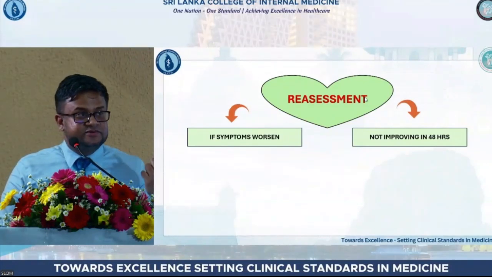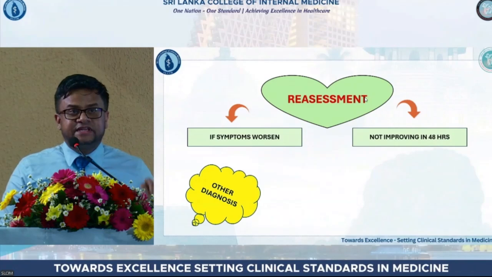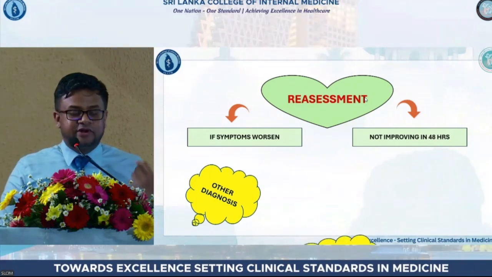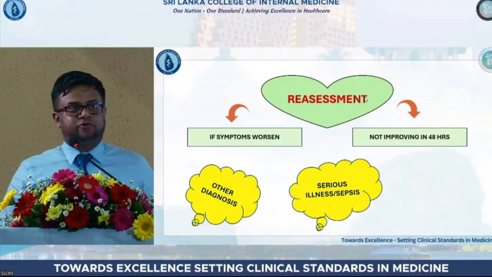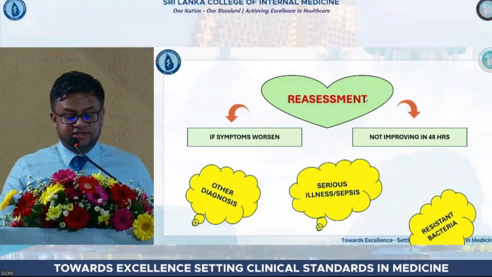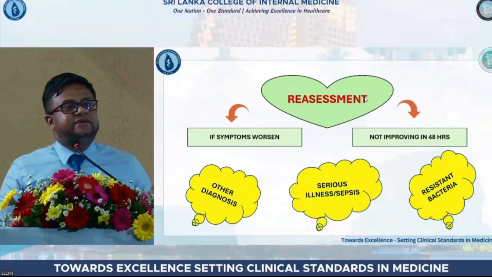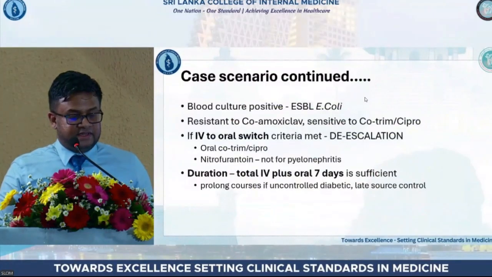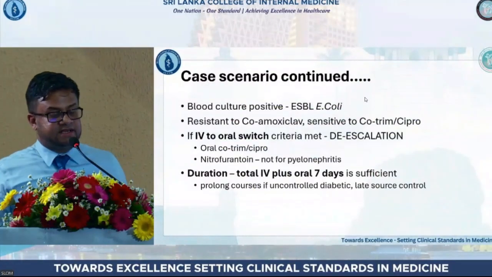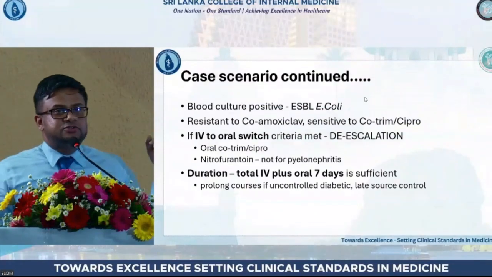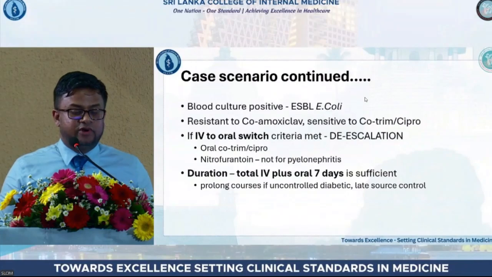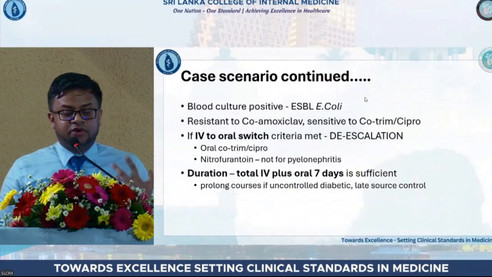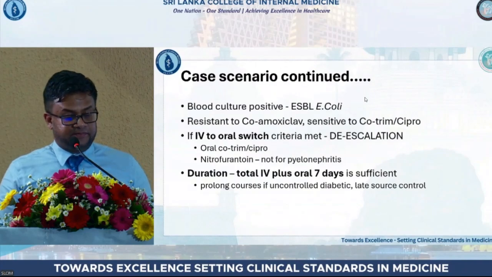whether the patient's symptoms worsen or improve. If there is no improvement in 48 hours, you will have to think of other diagnoses and other serious causes. So search for the source and treat the source, and consider whether you are dealing with a resistant bacteria. Right? So, case scenario continued. This patient's culture came back as ESBL E. coli positive, resistant to co-amoxiclav, sensitive to Cotrim and ciprofloxacin.